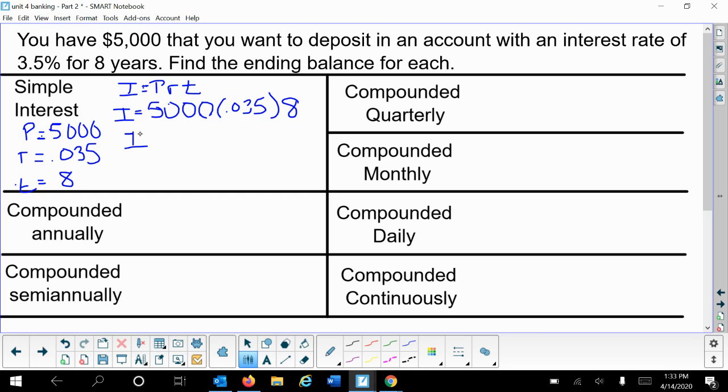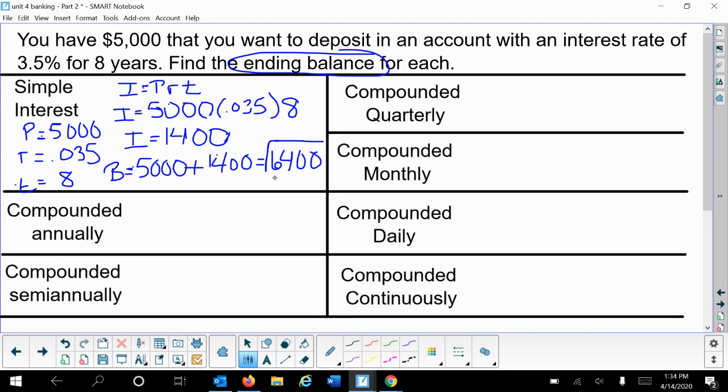And keep in mind, this is super important to remember. Simple interest only gives us the interest earned. It does not give us the ending balance, which is what this is asking for. It gives us our interest earned. So in order to get our ending balance, we need to add the principal, $5,000 that we started with, plus the interest that we earned, and that total, $6,400, is going to be the ending balance for this simple interest. So that's the super important thing to remember for simple interest.